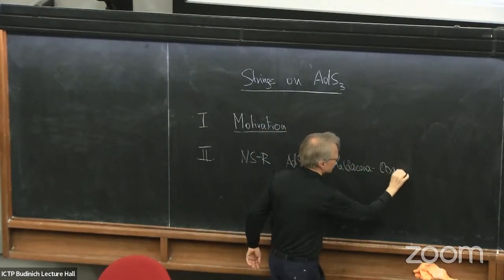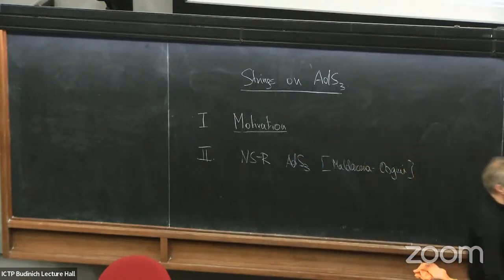Maldacena and Ooguri developed the description of the Wess-Zumino-Witten model describing strings on AdS3 × S3 × T4. They developed this for general k. And then what I want to explain to you is why for k equals 1, this model, the space-time spectrum that you can calculate, really reproduces the symmetric orbifold spectrum.